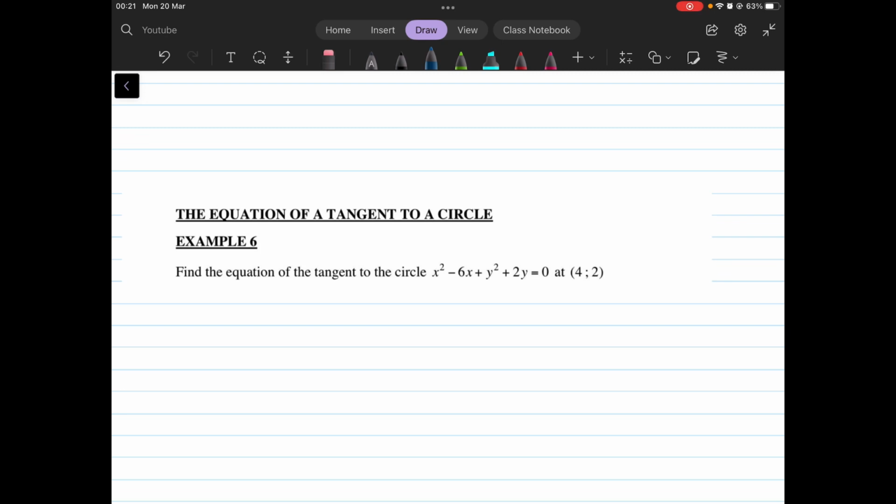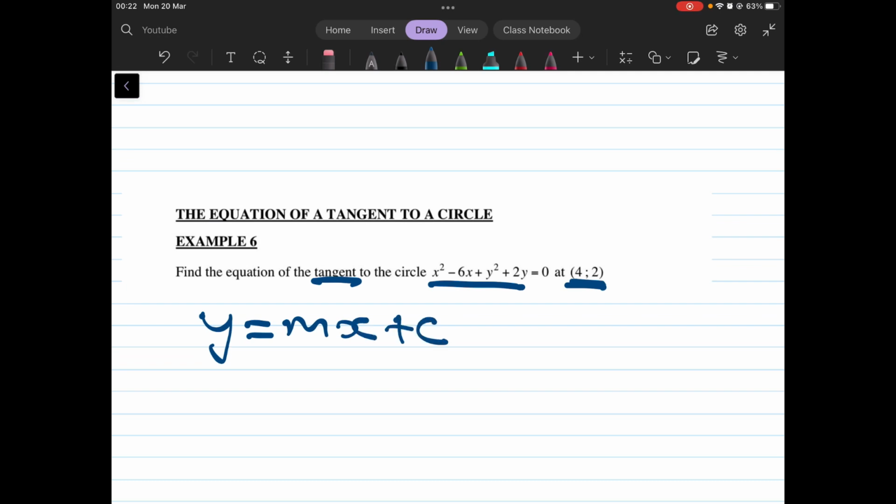We are being asked to find the equation of the tangent to the circle that is given by the equation at this point. A tangent at that point is basically the point where the tangent intersects with the circle. Because a tangent is a straight line, if we are being asked to find the equation of a straight line, we definitely know the target is to come here: y = mx + c.